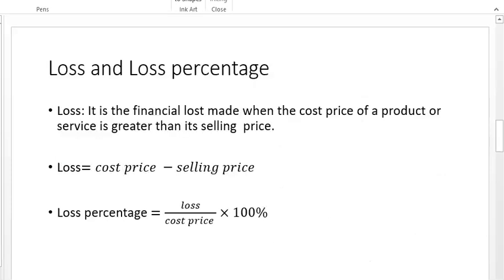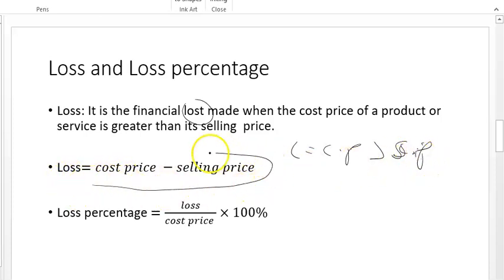Next, loss. Loss is a financial loss. So in this case, you gain nothing from the business. Loss is made when the cost price of a product or service is greater than its selling price. In that case, we made a loss. Bad business. Loss equals cost price minus selling price. The percentage is loss over cost price times 100%. So all of them, whether profit or loss percentage, use the cost price as a denominator.